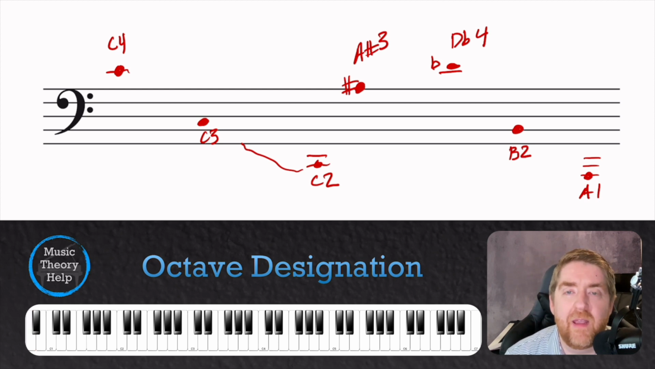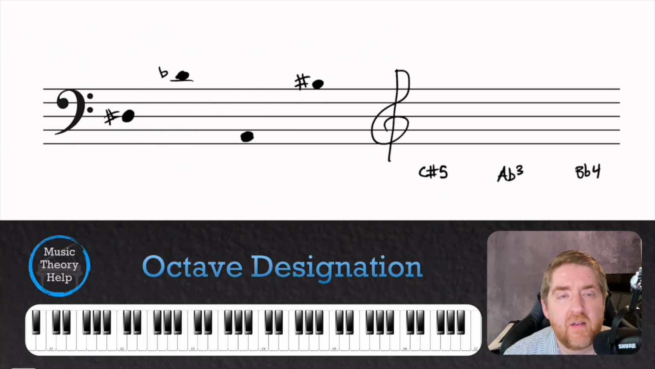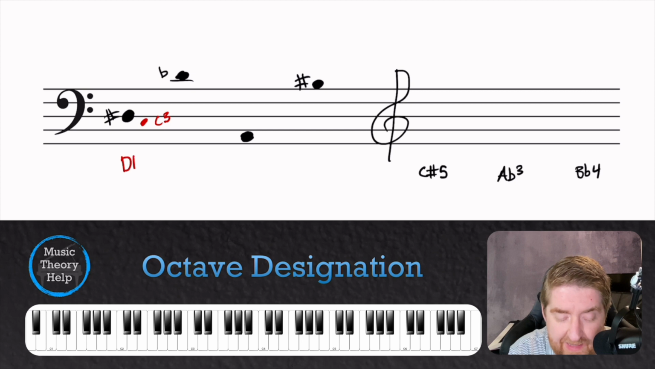I think you have a pretty good idea of how to use these octave designations. Let's do some examples. We are asked to identify 4 pitches in bass clef, and then we are asked to write 3 pitches in treble clef. We have a D sharp in bass clef. This is above C3, so this is D sharp 3. We have a D flat up at the top in bass clef. This is above our middle C, C4, so this would be D flat 4.